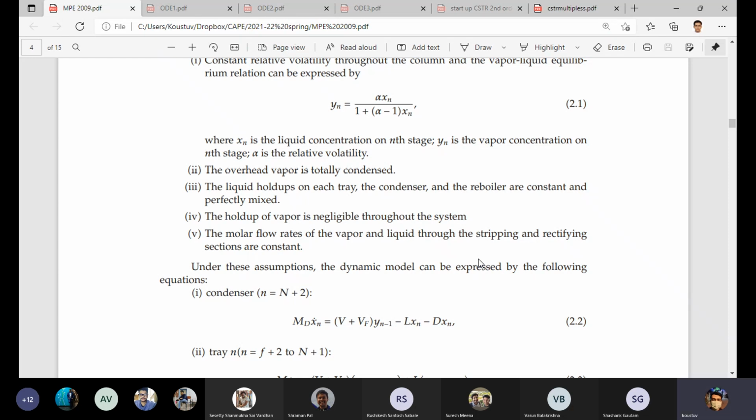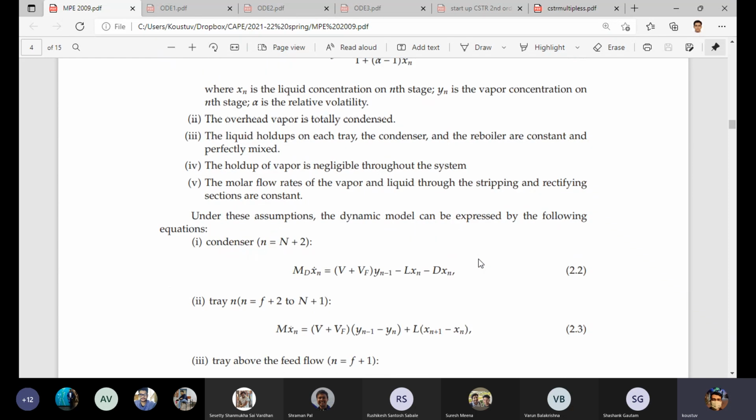So typically this is the case, and we generally write the first derivative of liquid composition, x dot n, which refers to the change in composition of the liquid in the liquid stream. This x and y are with respect to the more volatile component, so we can write these equations.